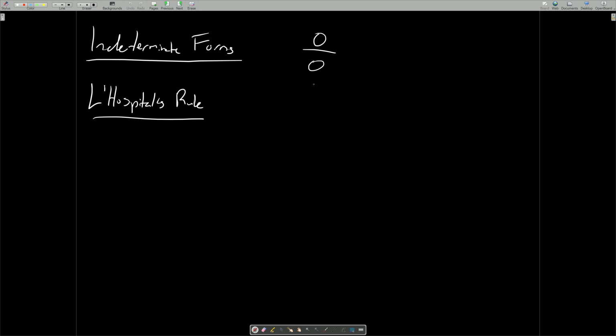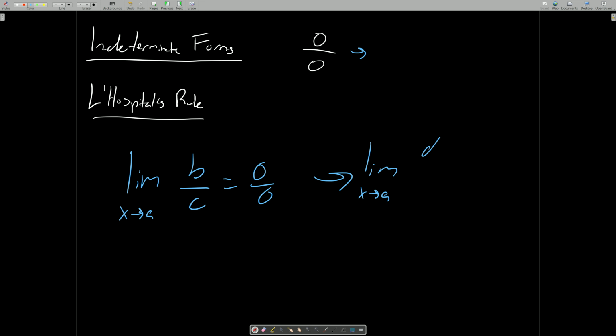Indeterminate forms. You may encounter indeterminate forms like 0 over 0 when you're evaluating limits. And when you encounter something like this, you can use L'Hopital's rule, where if you have the limit of something, and it's like 0 over 0, then you can take the derivative of both sides, the top and the bottom, and this will still give you the true value for the limit.